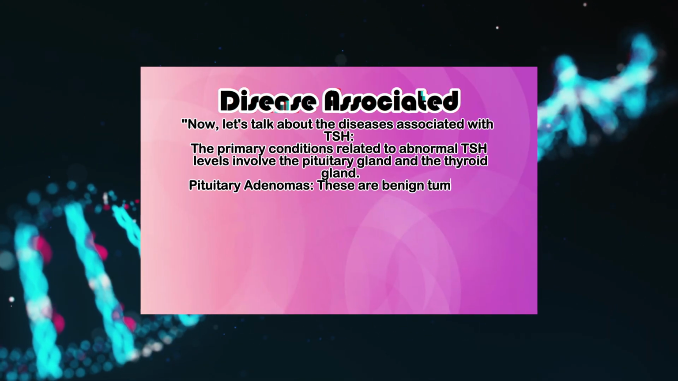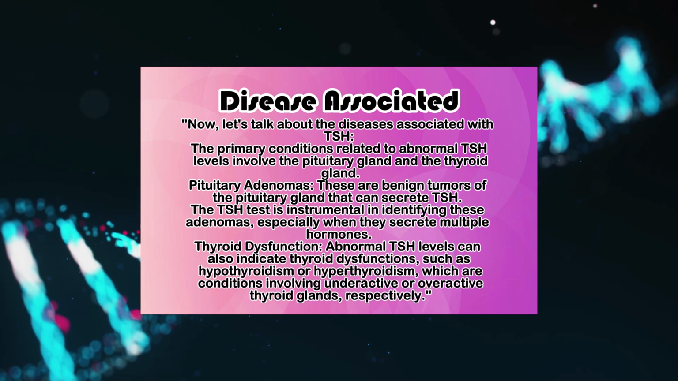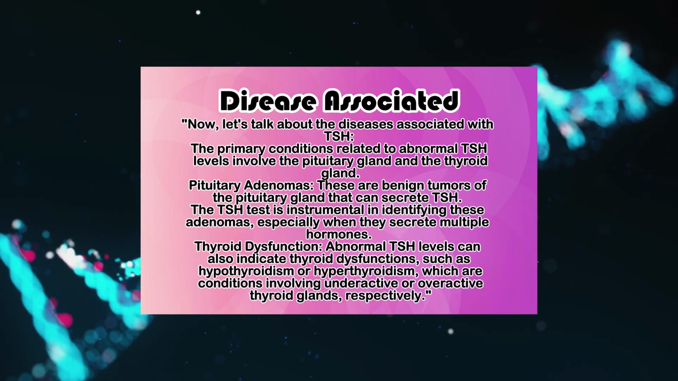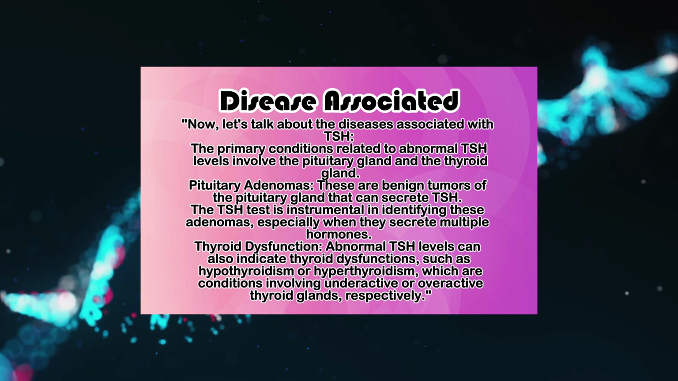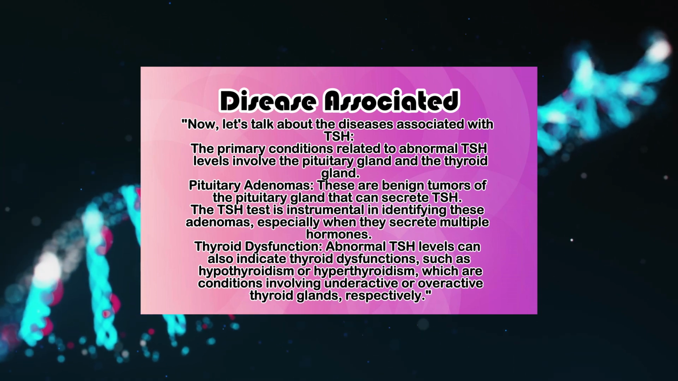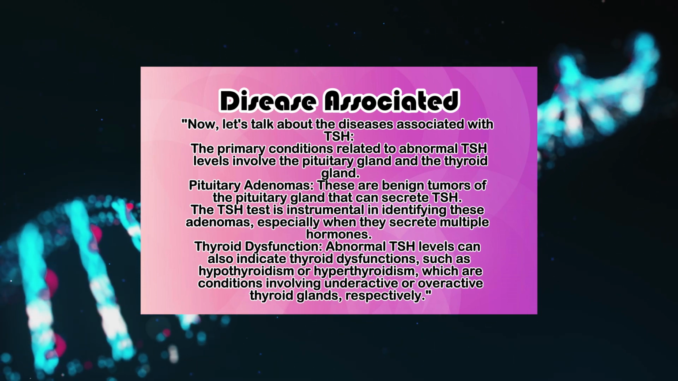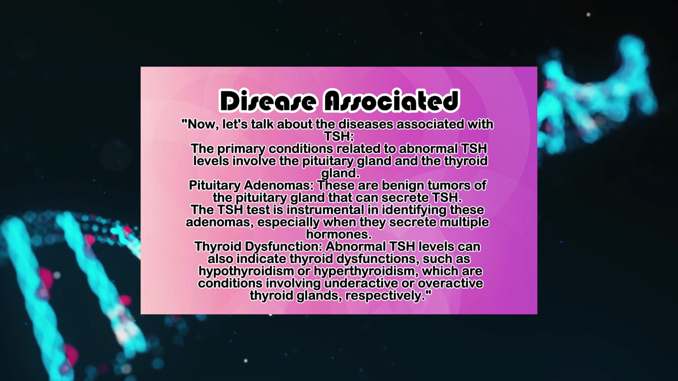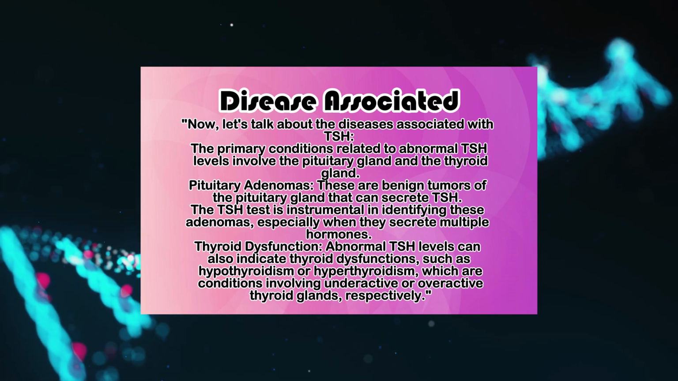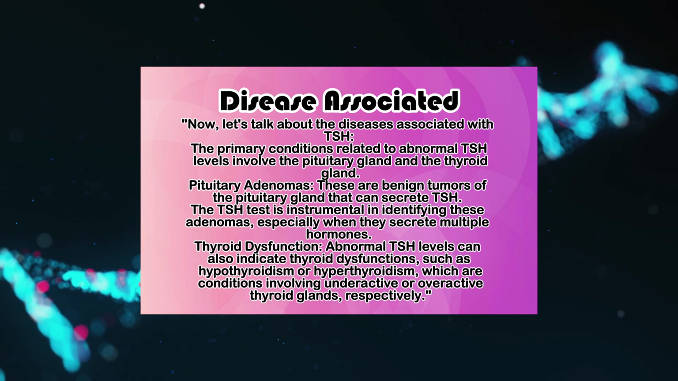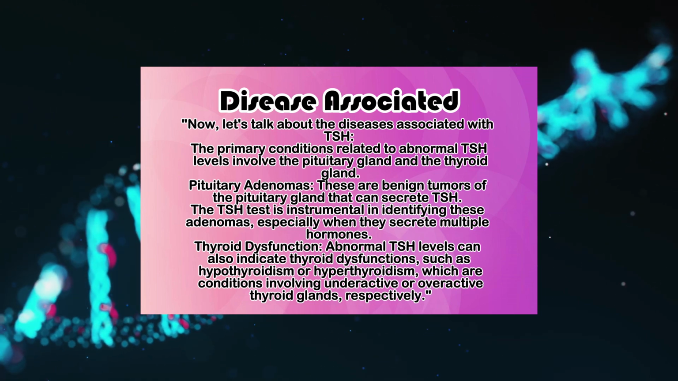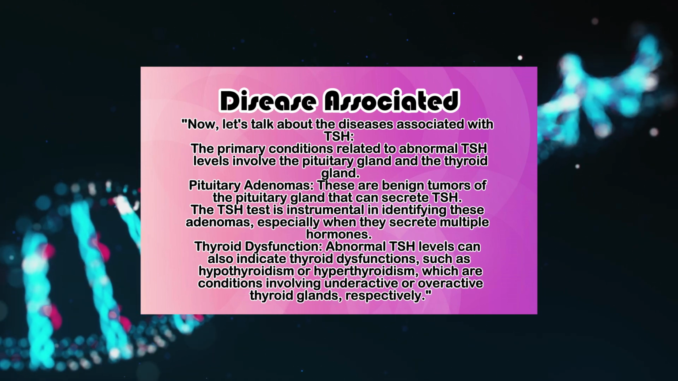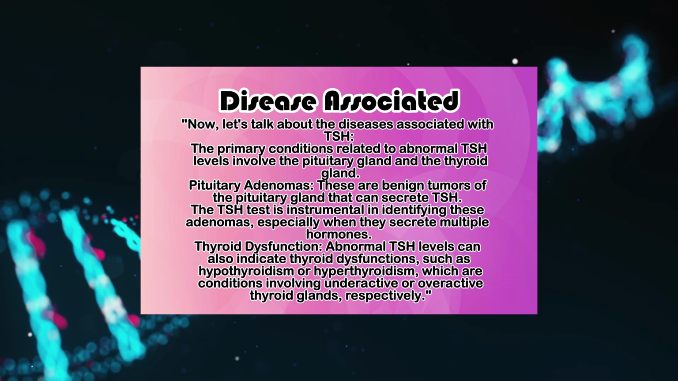Diseases associated with TSH. Now let's talk about the diseases associated with TSH. The primary conditions related to abnormal TSH levels involve the pituitary gland and the thyroid gland. Pituitary adenomas. These are benign tumors of the pituitary gland that can secrete TSH. The TSH test is instrumental in identifying these adenomas, especially when they secrete multiple hormones.